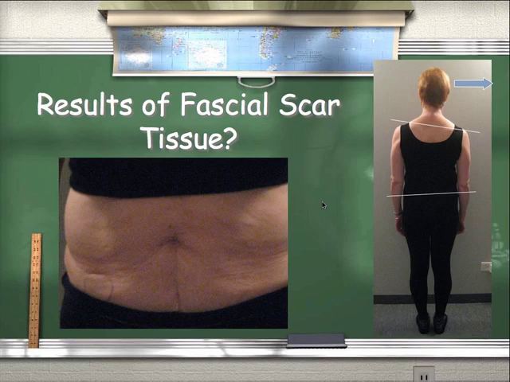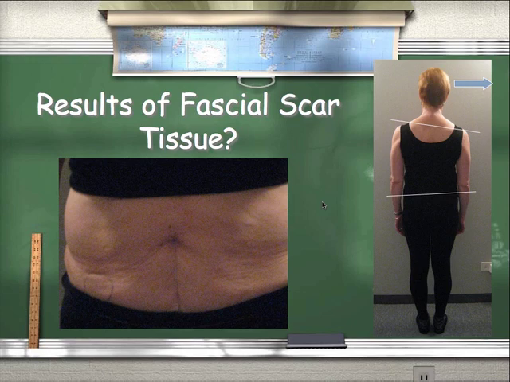So this is my client again that had the abdominal surgery. You see the vertical scar. She also has a horizontal scar where they did the C-section. And you can see the postural distortion. Her head is sheared to the right. Her shoulder is lower on the right side, the direction of the pull and where they took out the intestines. And you can see her pelvis is higher on the right side. Everything's caving down on the right side. And this actually is an improvement from what she actually presented with.